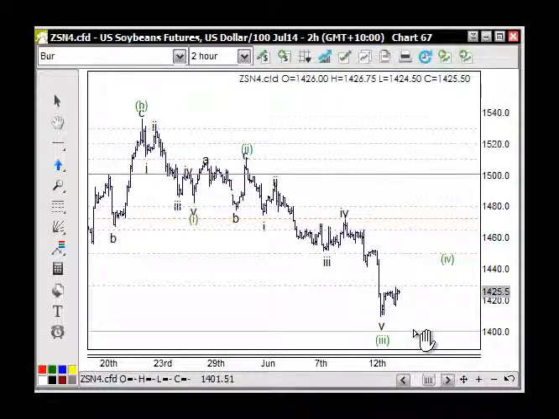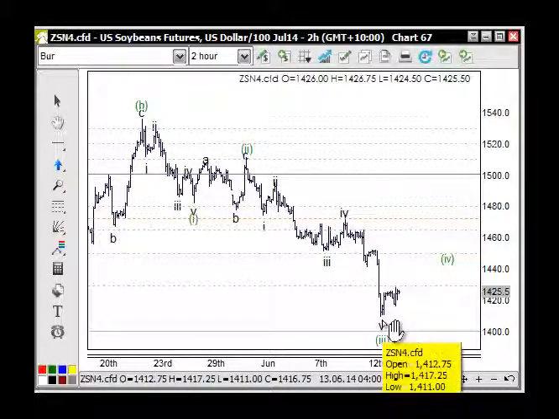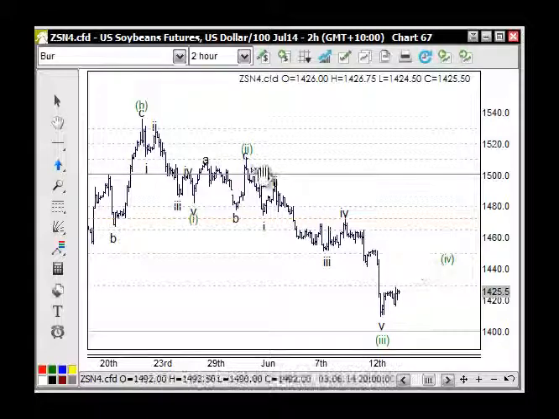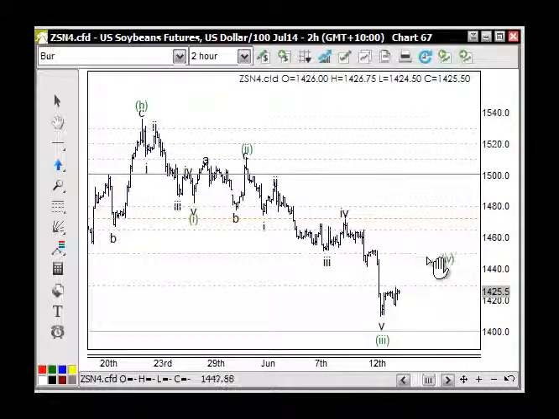But if the low's in place here, then we can look for a 38.2 retracement level of wave 3 here, which will take us back to the 1450 area through there, okay? But if we've got 1450 as support there, then we'll definitely be going long on top of that, okay?